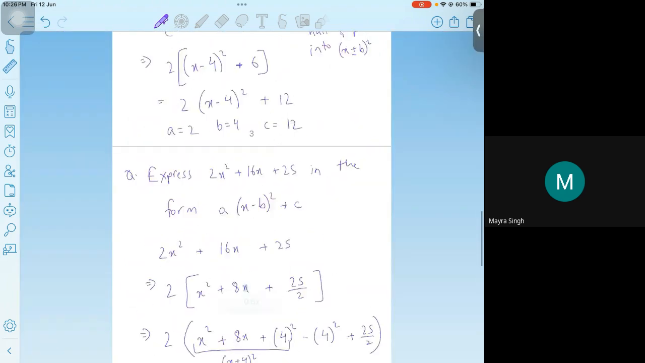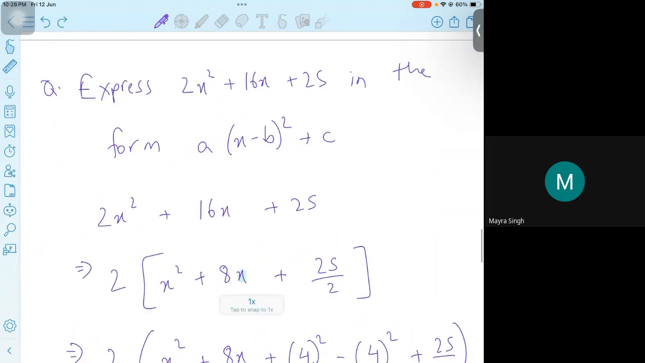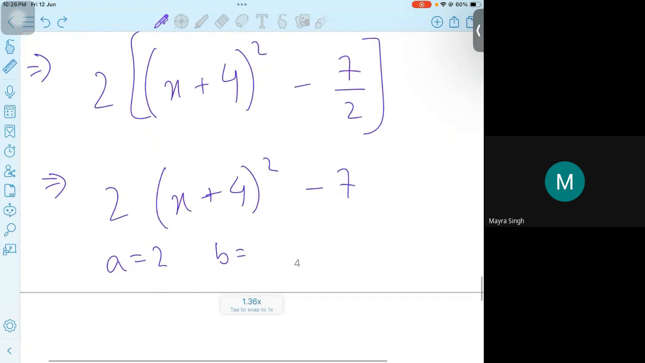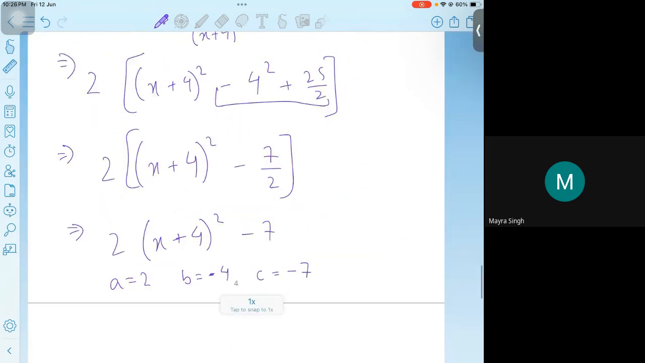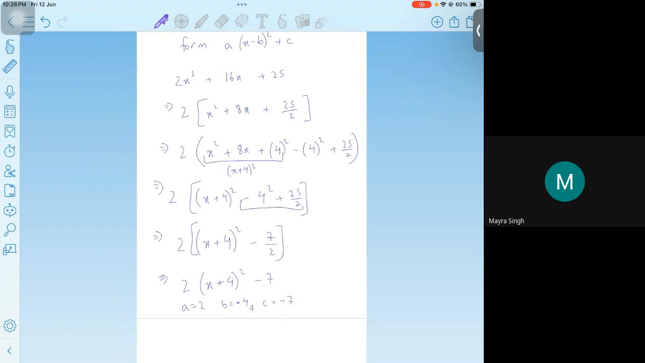Now here's the catch. This question said the B was in negative form, while my final answer has the B in a positive form, right? So my B has to be in negative form. And then C is again negative 7. Sorry. Does anyone have any question? Do you all get this? Okay, thank you so much.